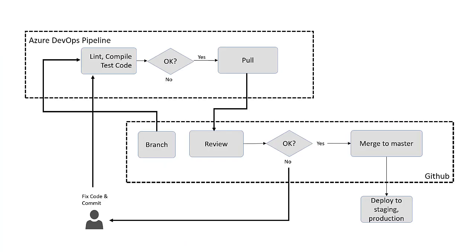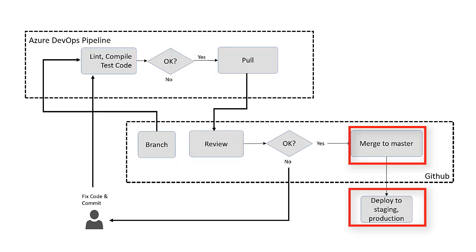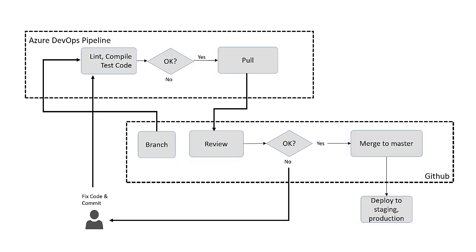So just to review, you can see that a developer does a branch, goes ahead and does some code, commits, and then that ends up doing a lint, compile, unit test, etc. And if that's okay, the developer typically issues a pull request that gets reviewed. And if that pull request looks good, it gets merged into the master and then perhaps deploying to staging, etc.